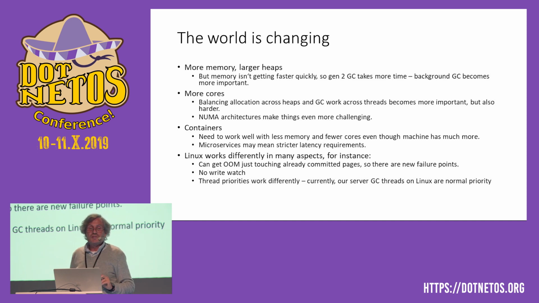Similarly, microservices mean that you have multiple applications working on the same box, working together, exchanging messages, and also depending on each other. And so if one microservice has a large GC pause, that may cause all the other ones to be blocked and waiting for a response from the one that is blocked right now. So this means potentially stricter latency requirements in the future.